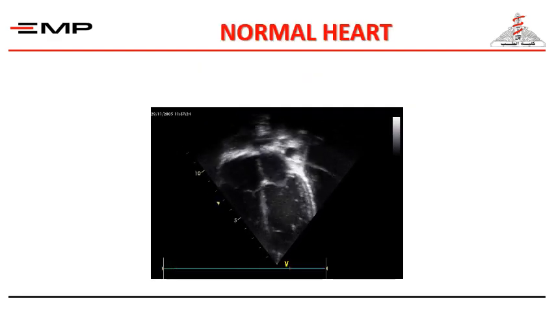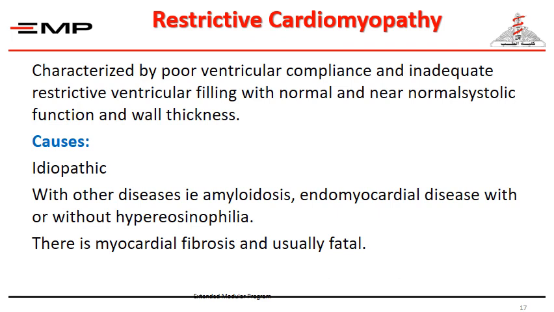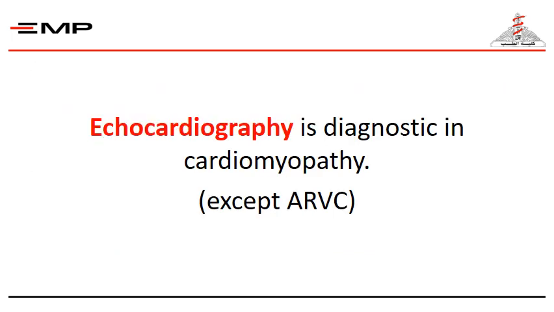Restrictive cardiomyopathy. It is characterized by poor ventricular compliance and inadequate ventricular filling, with normal or near normal systolic function and wall thickness. Restrictive cardiomyopathy can be idiopathic with no cause or might be secondary to diseases such as amyloidosis, which is rare in children, or endomyocardial disease, which is more common, particularly in certain areas such as Africa, with or without hypereosinophilia. There is myocardial fibrosis that is progressive and it is usually fatal. Sometimes it runs in families.